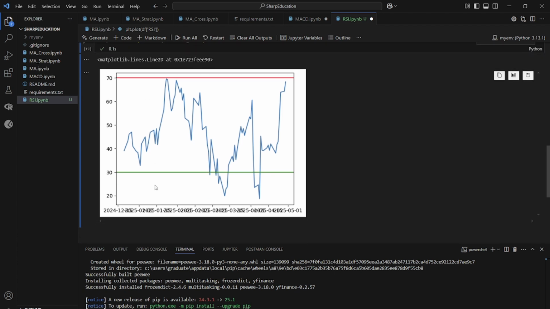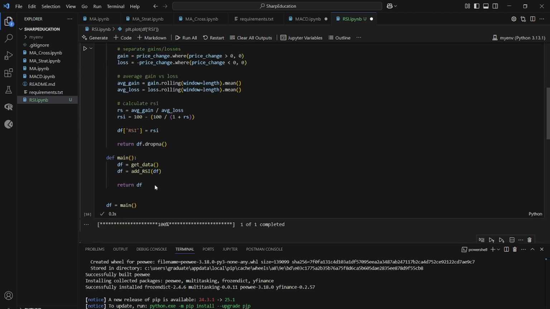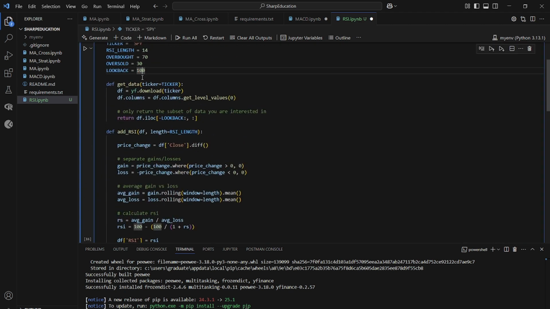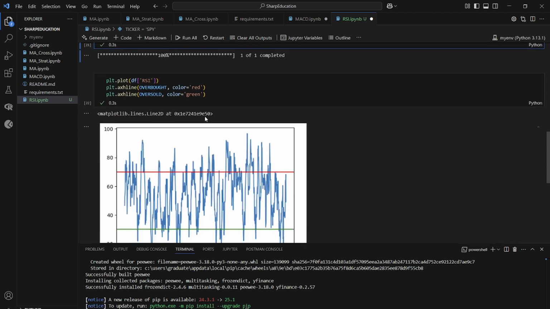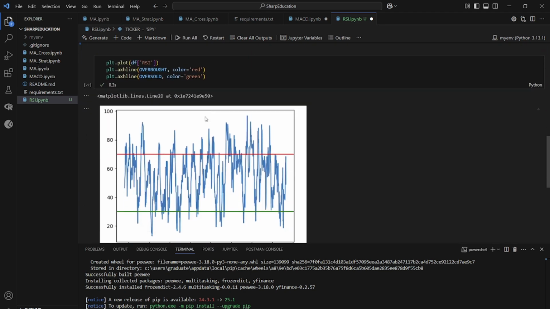Let's make this go further back so we can see a bit more. Let's do 1,000 days instead of 100. All right, so that's more or less what the relative strength index looks like. And so every time prices cross below this green line, we're going to be taking a long position. And every time prices cross below this red line, we're going to be taking a short position.